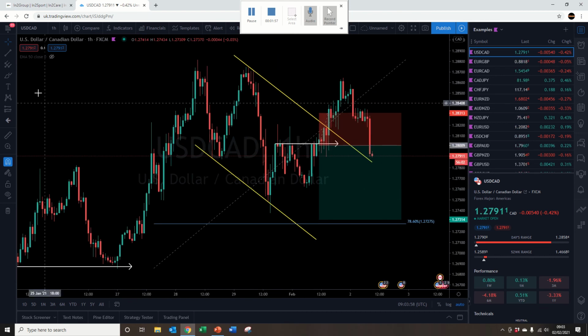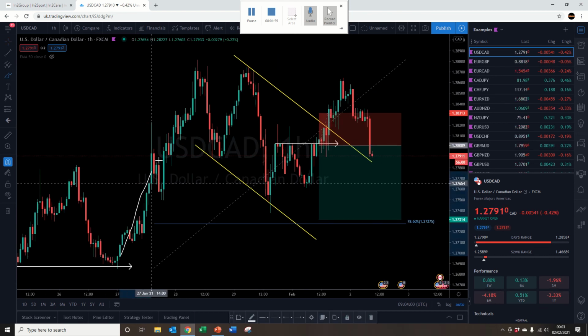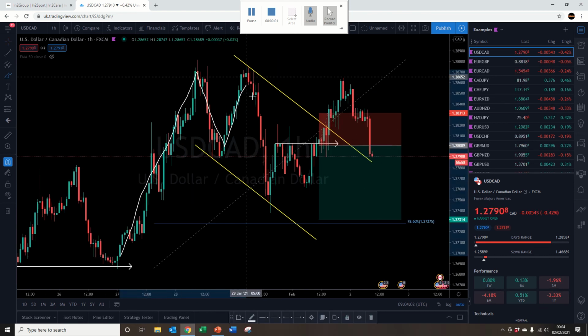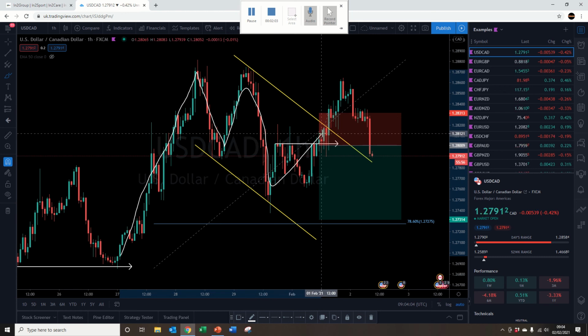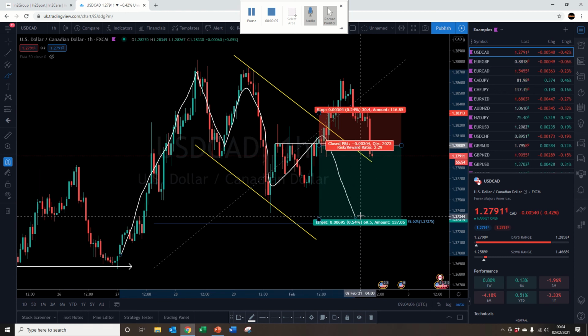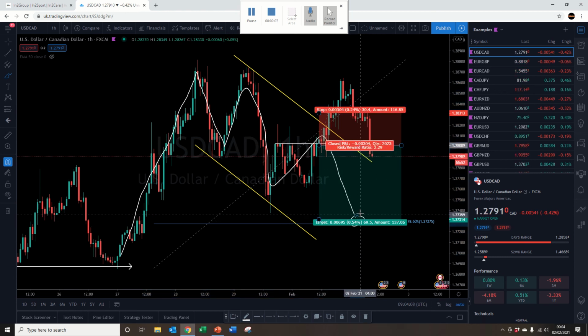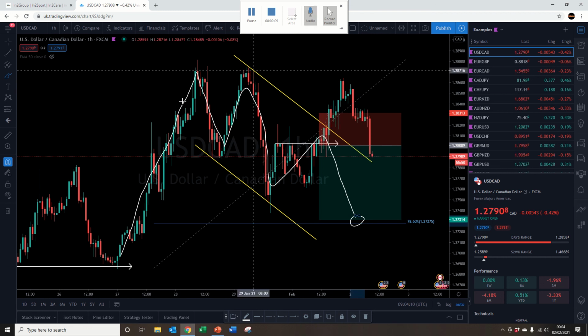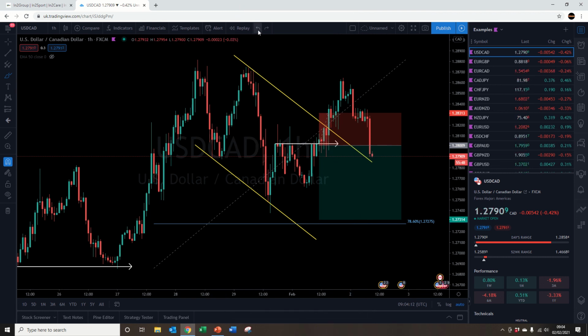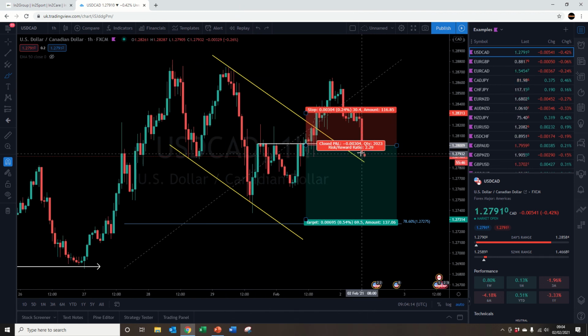As you can see, we had our impulse. This is just a correction, and I was expecting a push to the downside into this region before I'd be looking for my overall longs. And unfortunately, it didn't play out on this occasion.